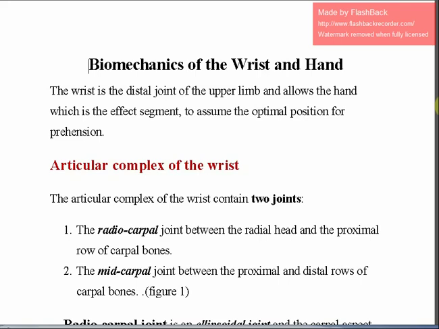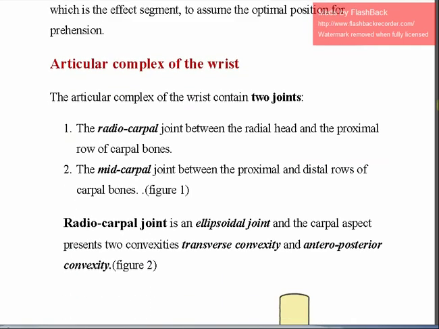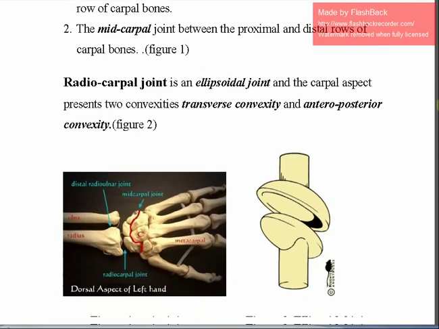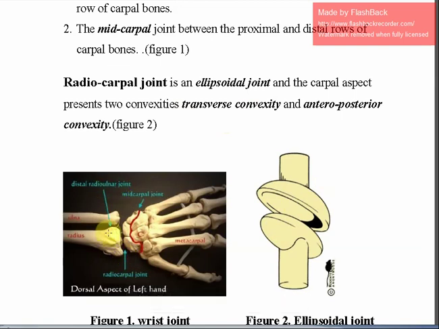The main articular complex of the wrist contains two joints, the radiocarpal joint and the midcarpal joint. The radiocarpal joint is between the radius and the proximal row of the carpal bones, and the midcarpal joint is between the proximal and the distal rows of the carpal bones. So here you can see the figure. The radiocarpal joint is an ellipsoidal joint, and the carpal aspect presents two convexities, the transverse convexity and the anterior posterior convexity.